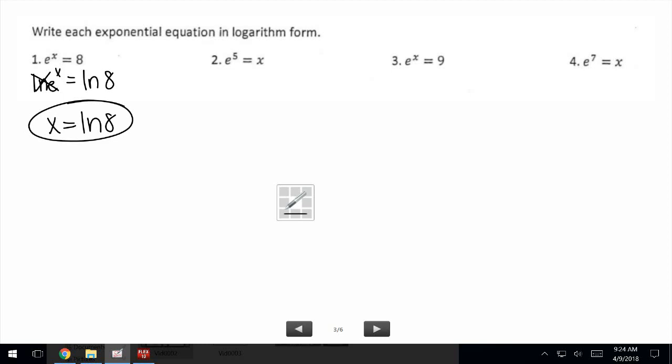The log and natural log are different. The natural log has a specific base that's different, that you'll learn about in precalculus.